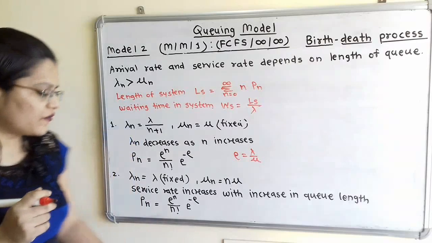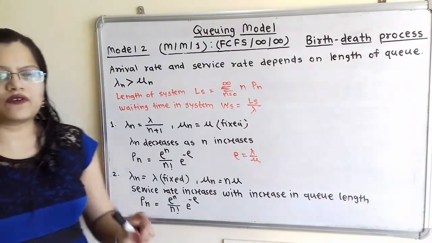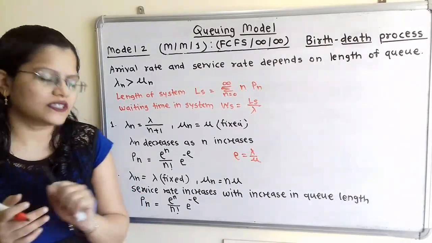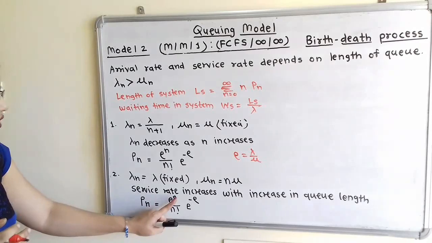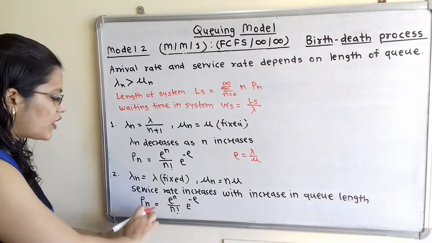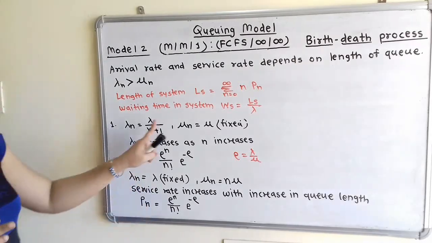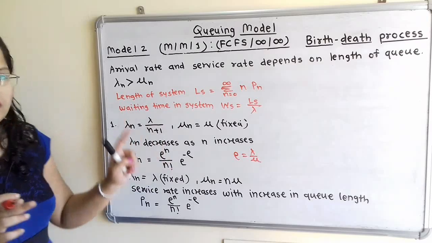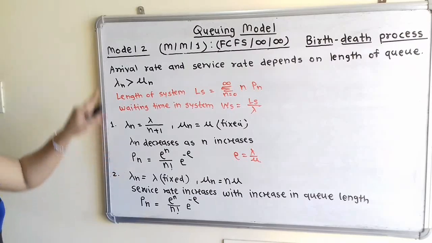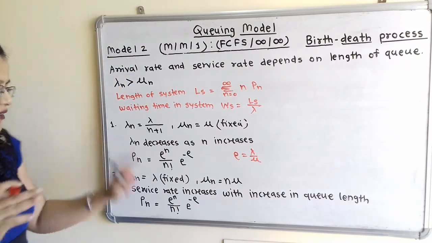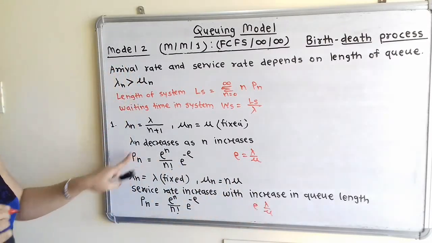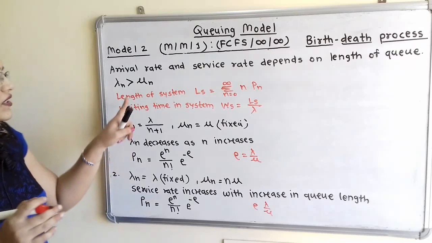So how can we write the formula for the probability of n customers in the system? Pn is equal to rho raised to n divided by n factorial, times e raised to minus rho. So the same formula is used. Whether the service rate is fixed or the arrival rate is fixed, the same formula is used in all the questions for model 2, where rho is equal to lambda by mu.